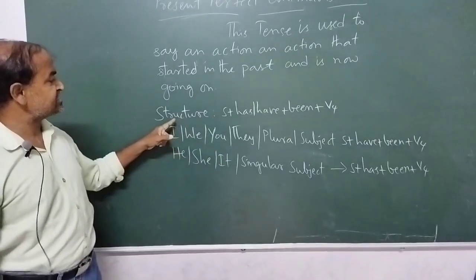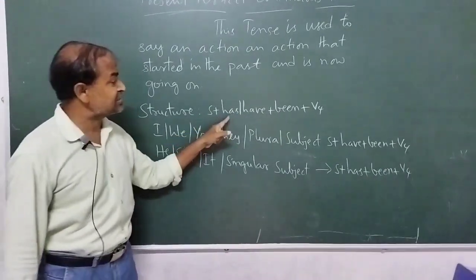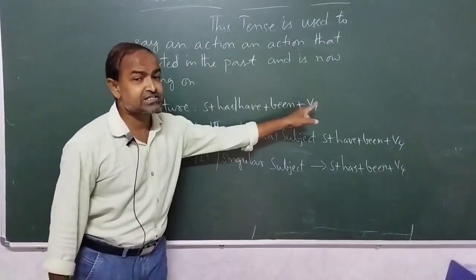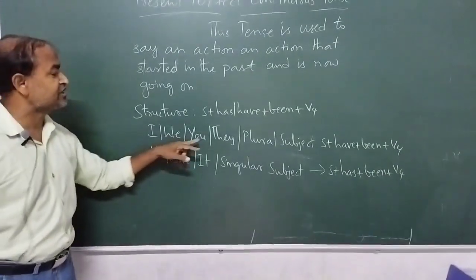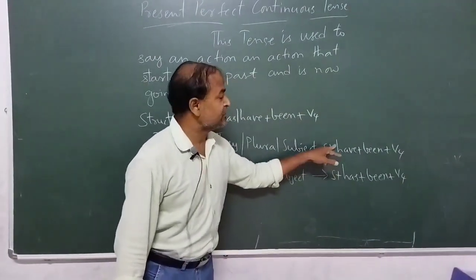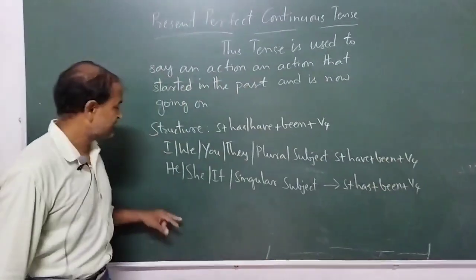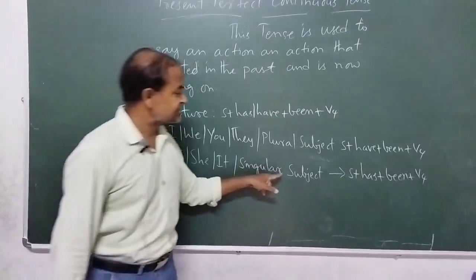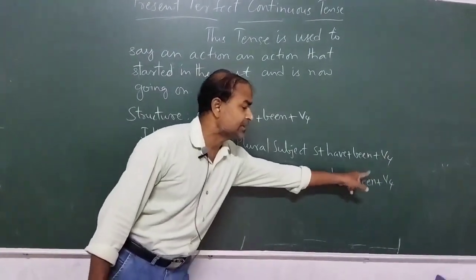Now you see the structure for this sentence. The common structure is S plus has or have plus been plus V4. With the subjects I, we, you, they, which are plural subjects, we use S plus have plus been plus V4. With the subjects he, she, it, which are singular subjects, we use S plus has plus been plus V4.